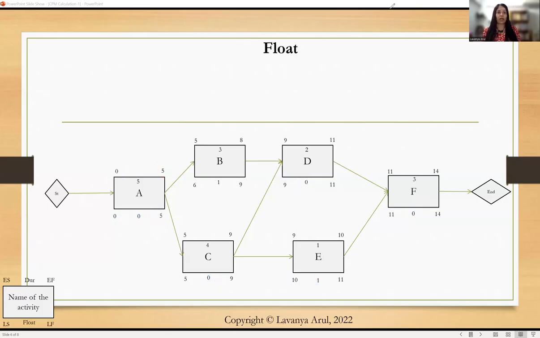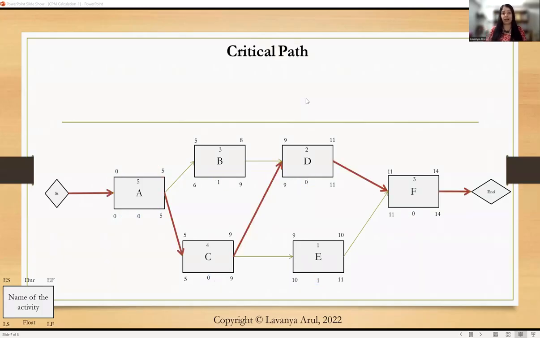If you have to work out the critical path, if you follow through all the activities with 0 float, you will know which is the critical path here. The critical path, which is the longest path in a network diagram, or the minimum duration needed to complete the project, is called the critical path. A, C, D, F is your critical path.